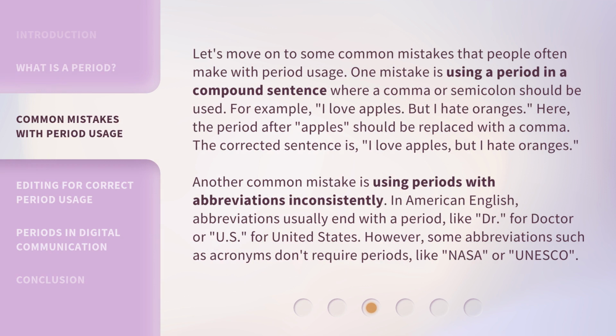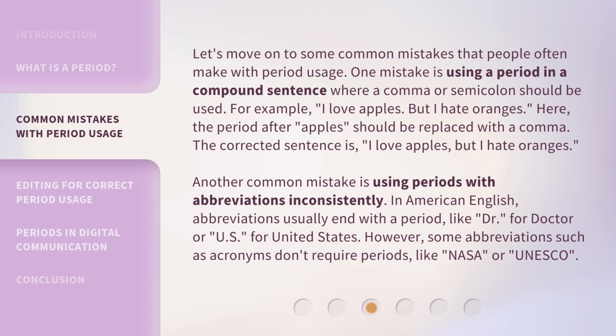Let's move on to some common mistakes that people often make with period usage. One mistake is using a period in a compound sentence where a comma or semicolon should be used. For example, "I love apples. But I hate oranges." Here, the period after apples should be replaced with a comma. The corrected sentence is, "I love apples, but I hate oranges."